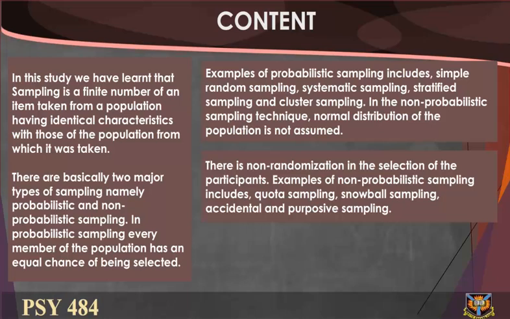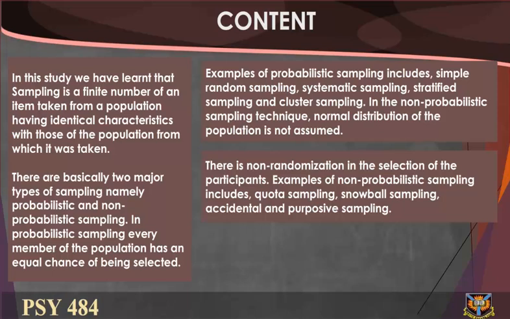In this study, we have learned that sampling is a finite number of an item taken from a population having identical characteristics with those of the population from which it was taken. There are basically two major types of sampling, namely probabilistic and non-probabilistic sampling. In probabilistic sampling, every member of the population has an equal chance of being selected. Examples of probabilistic sampling include simple random sampling, systematic sampling, stratified sampling, and cluster sampling.